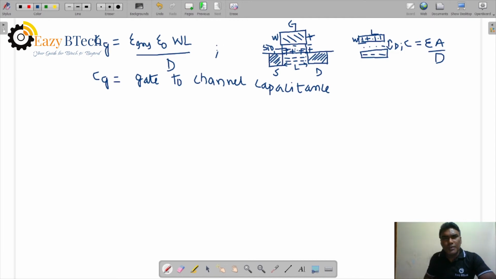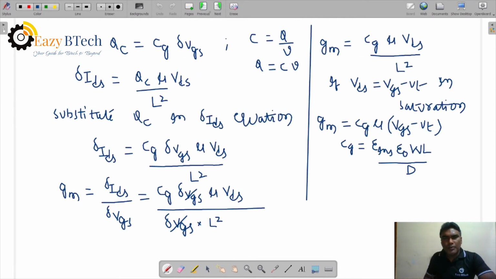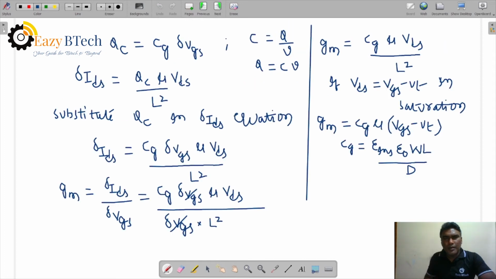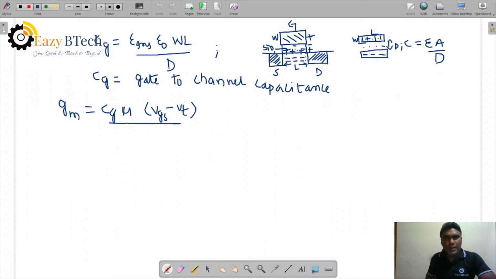Now substitute this one. Substitute over here. So we have the equation, transconductance is equal to Cg into mu VGS minus VT. It is a saturation region. VDS equal to VGS minus VT, and here divided by L square is there. Now divided by L square, you can substitute this one Cg value.